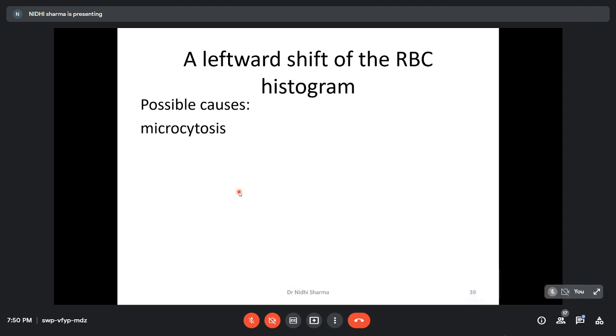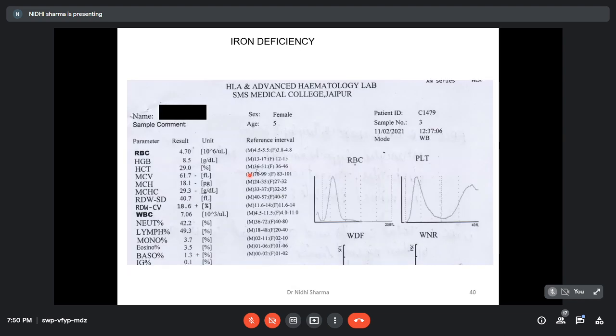And therefore, my differentials would include any cause of microcytosis that I can think of. It can be iron deficiency anemia, it can be a beta thalassemia trait, or a small population of a sideroblastic anemia. So let's see how it looks. Look at this graph. It has clearly shifted towards the left, and I know that I'm dealing with a microcytic kind of picture. Let's check what the indices have to say.